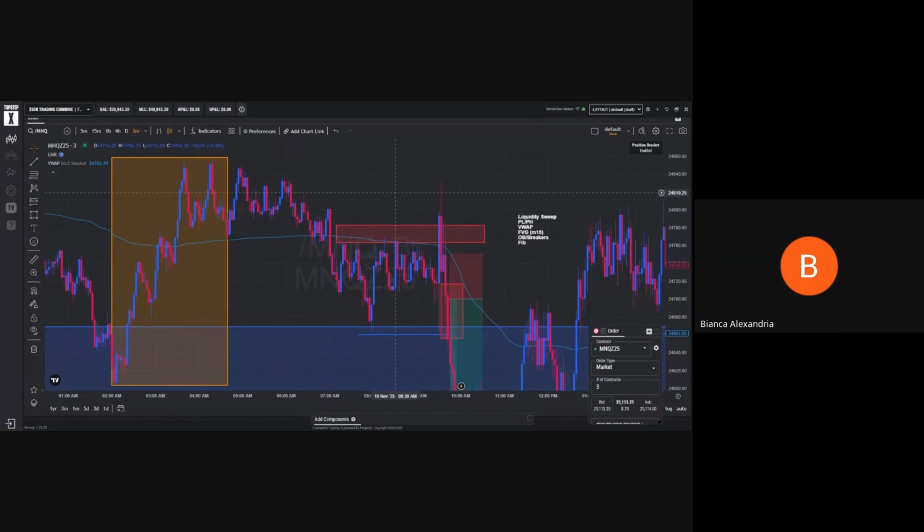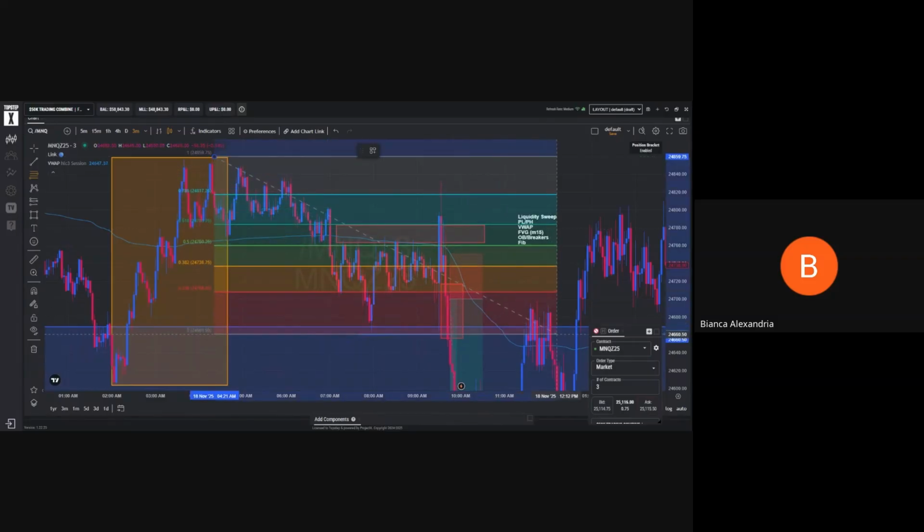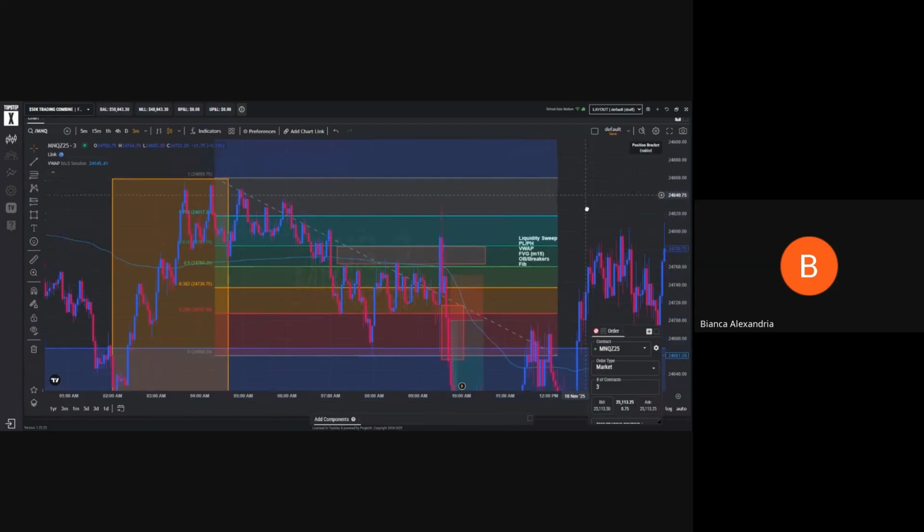And maybe we could have drawn the fib because it would have given us an opportunity for an even better entry. But this entry happened right at market open, which I wouldn't recommend anybody entering.